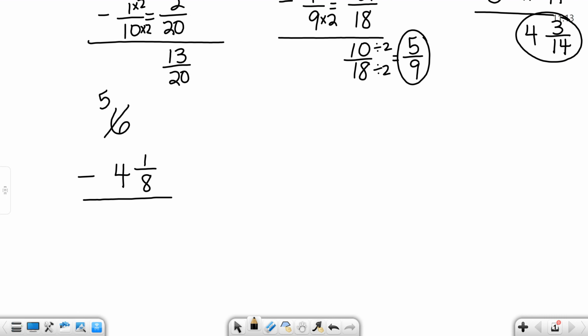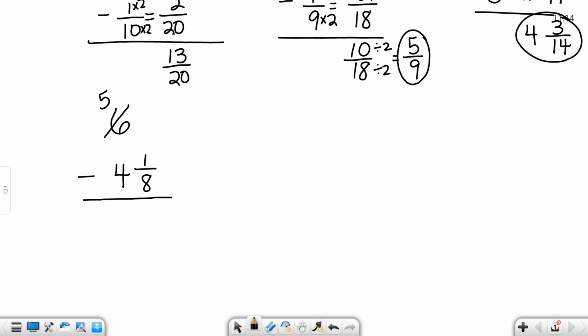Now that 1 that we took from the 6 can be written in many ways. We can write the number 1 as any number over itself. In other words, 3 over 3, 4 over 4, 5 over 5. Any number over itself is equal to 1. In this case, because the denominator down here in the subtrahend is an 8, we would love to have a fraction that has a denominator of 8.